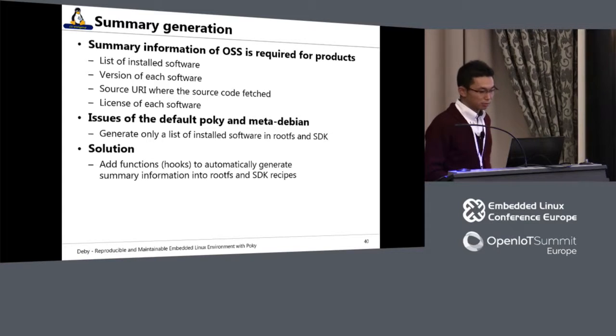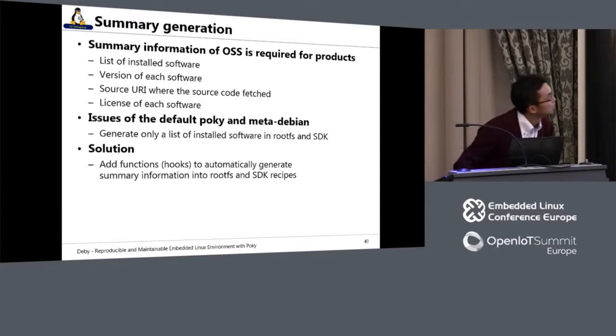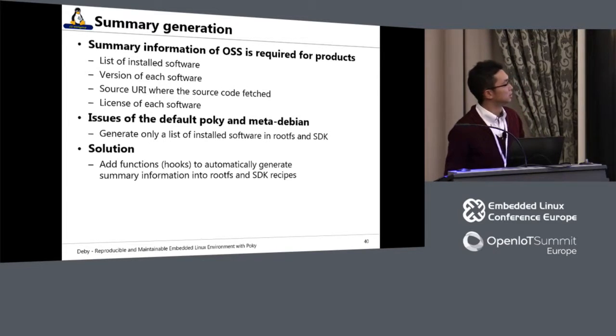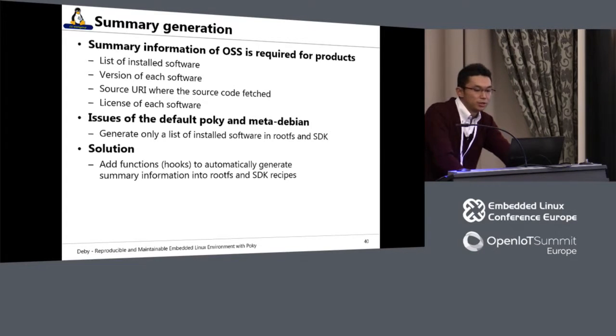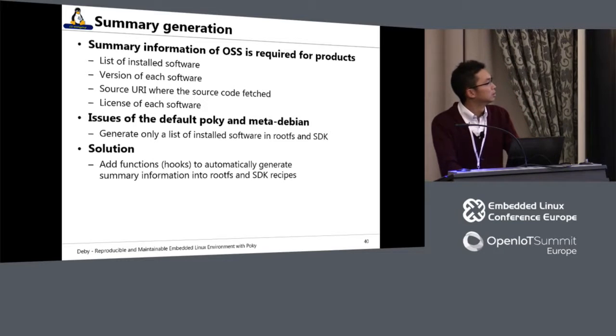Next, I'd like to explain the generation of summary information. In most product developments, summary information of the open source software is required. For example, the list of installed software and versions, the address where the source code was fetched, and licenses. Generating such summary information should be automated by the build system. But Poky and meta-debian generate only a list of installed software by default. So we added some functions to automatically generate such summary information in the root file system and SDK recipes.